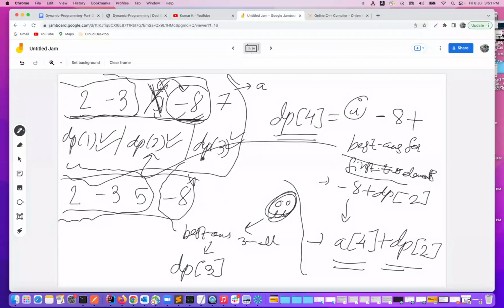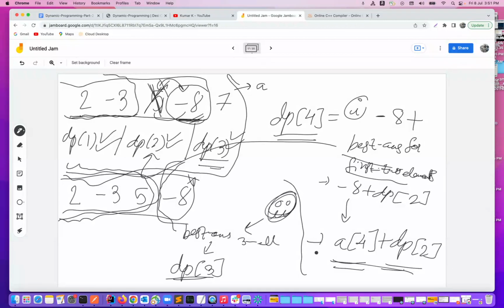We had already calculated that before. If you're watching the full video, you must know that. So if you ignore it, then what is left, guys? Just the three numbers. Common sense. So what is the best answer of the three numbers? It's dp of 3. So you guys must be thinking that we have two options. One is a of 4 plus dp of 2, and one is dp of 3. Which one to choose? It's obvious, guys. The question was maximum sum.